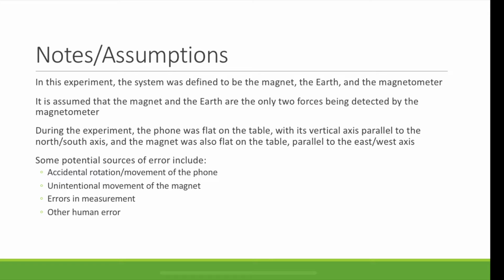Some potential sources of error, mostly human error, such as accidentally moving the phone or moving the magnet, or just some errors in measurement, because a lot of these, for certain data points, had to be very precise, so there could be some sort of error there.